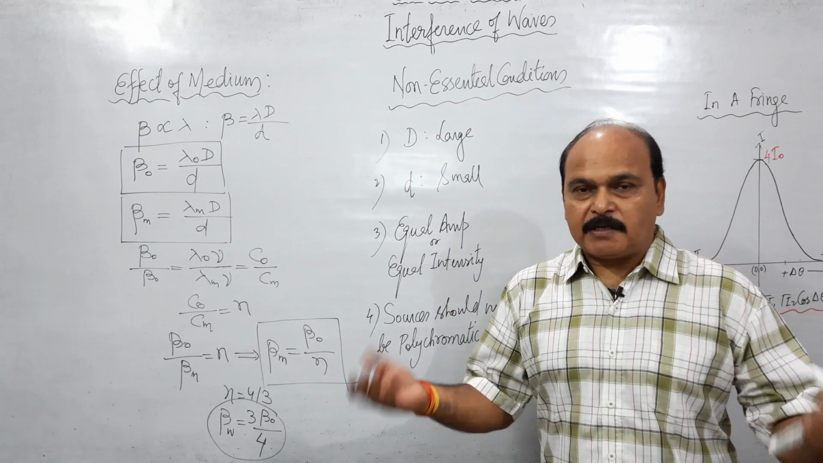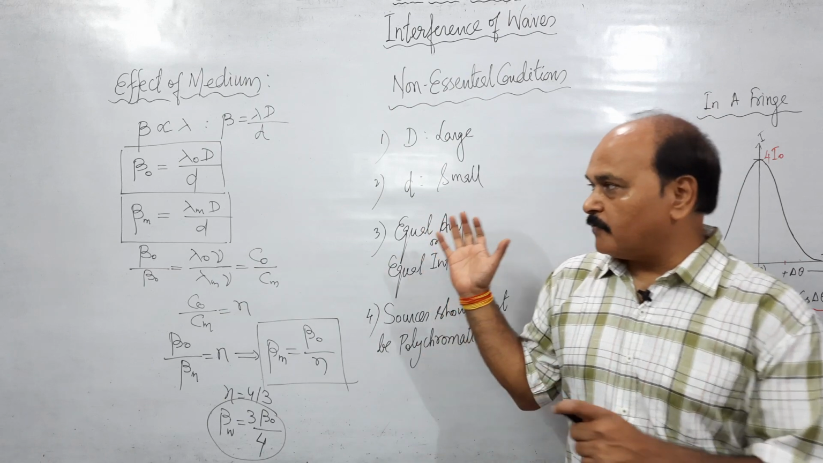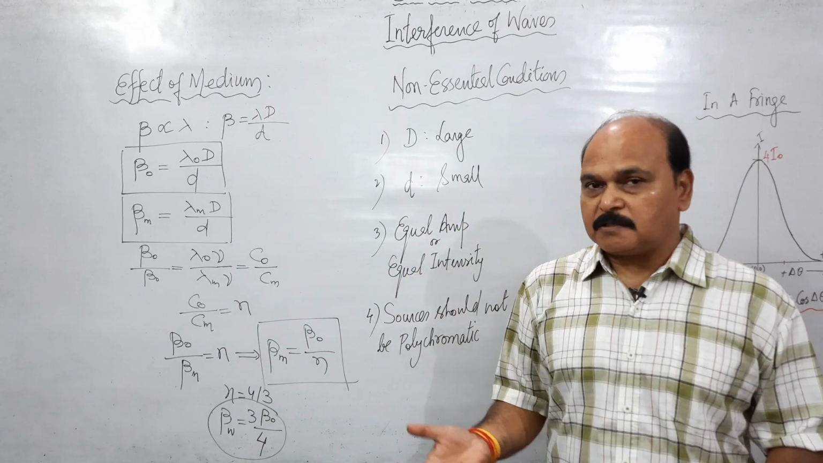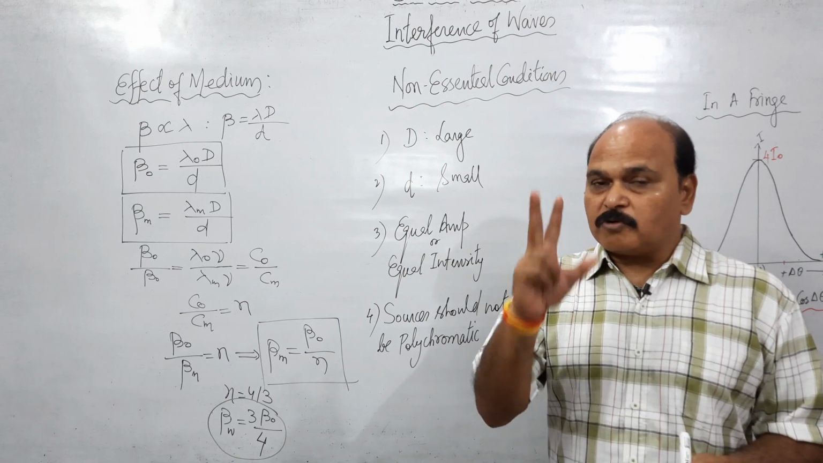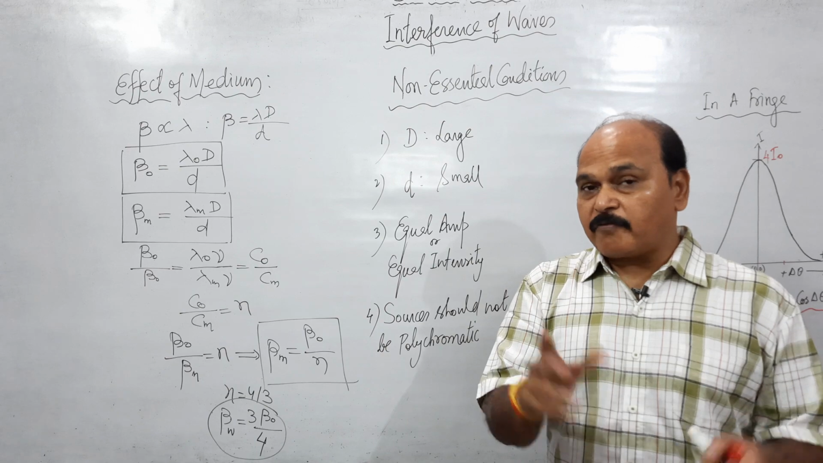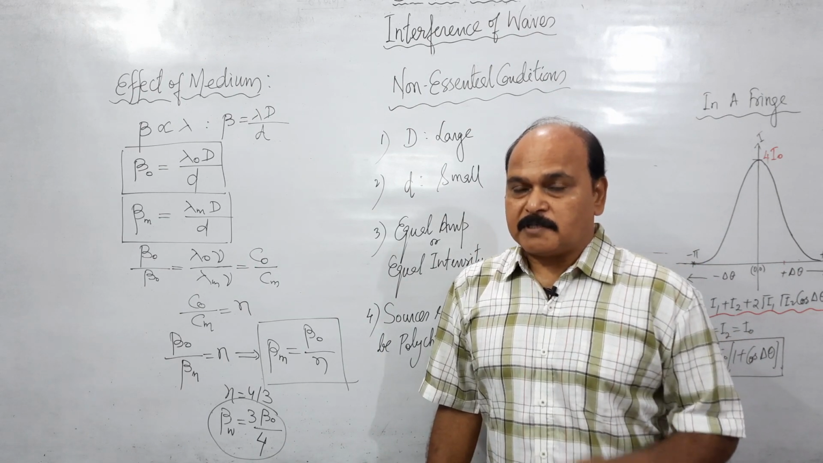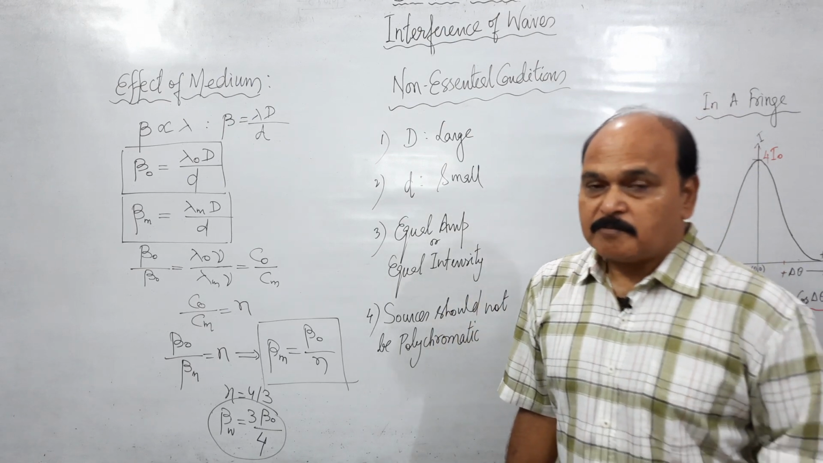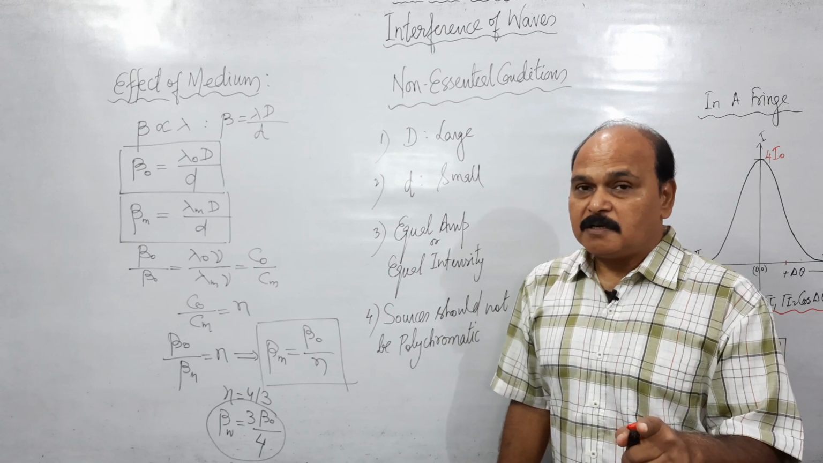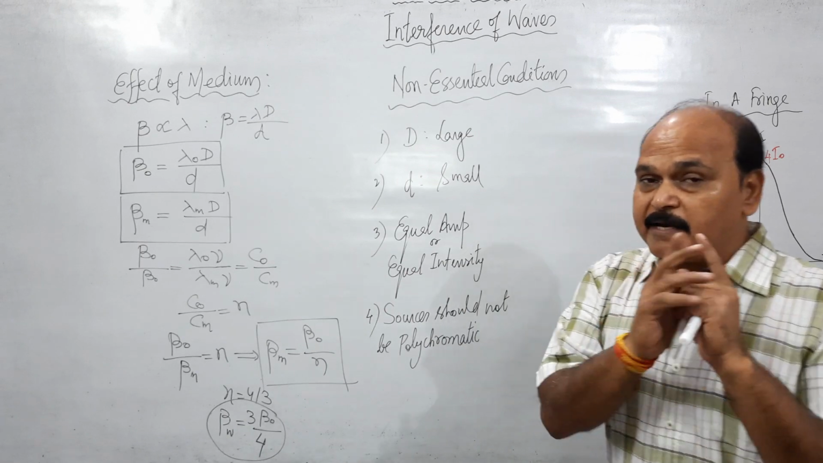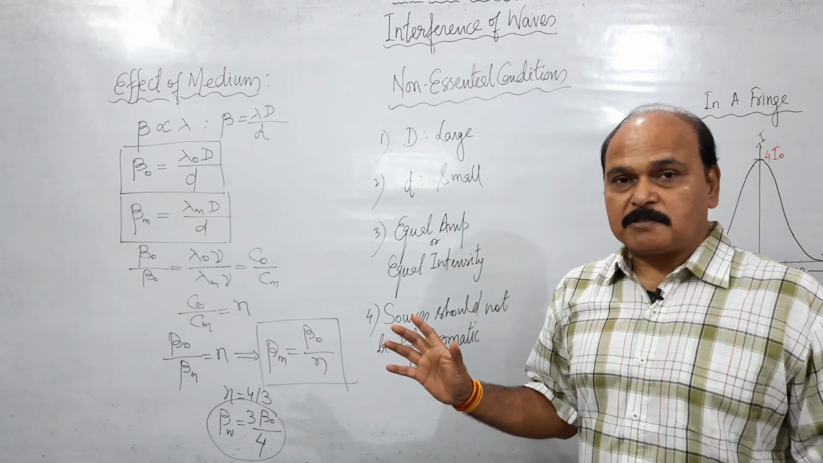And children, finally let us see what the non-essential conditions are. Right in the beginning of interference, we studied essential conditions. In essential conditions, we studied that the two coherent sources should give out waves of constant phase difference and of course the same frequency. So same frequency and constant phase difference between the two waves are essential conditions for interference. When these conditions are not satisfied, the interference pattern is not formed or interference of waves does not take place.